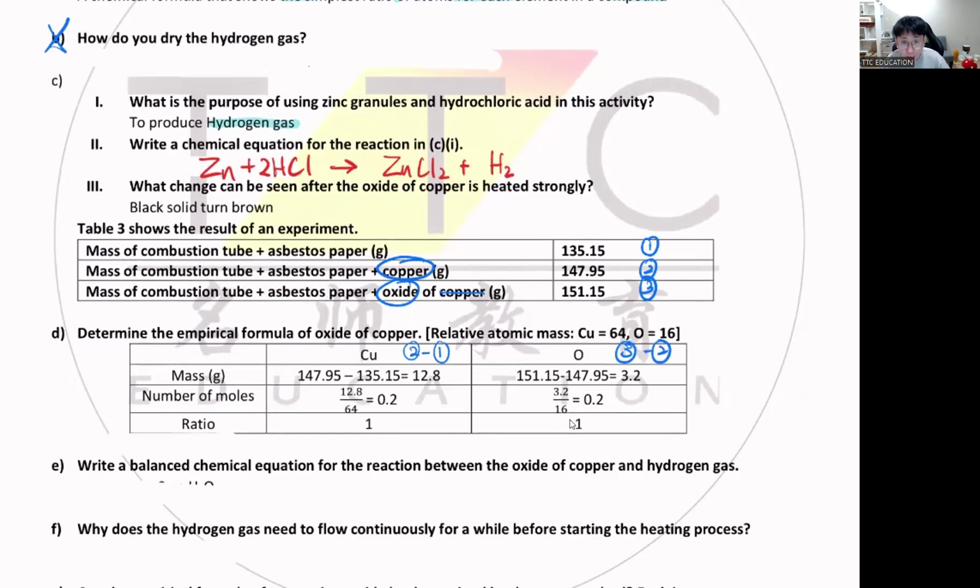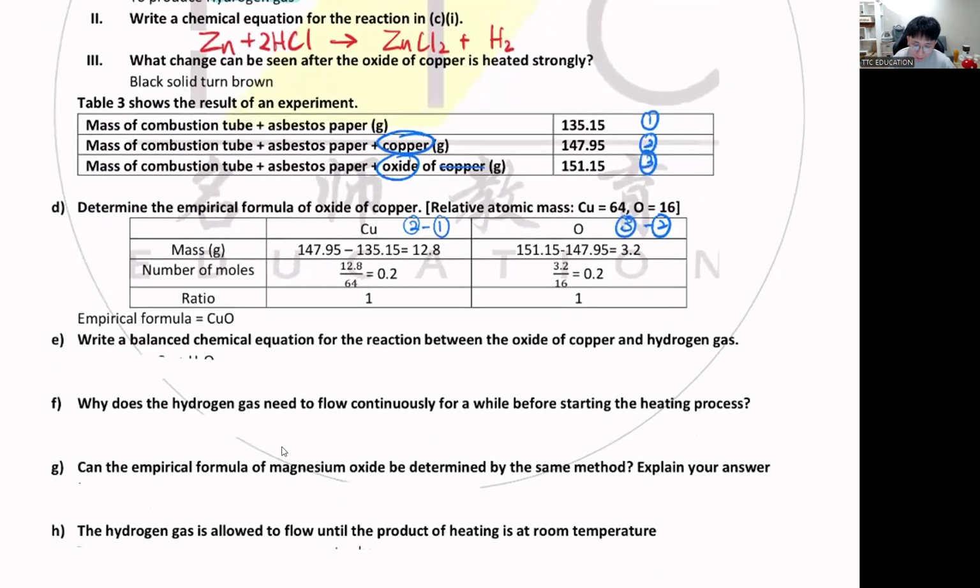And guys, let me give you an idea. Usually these two experiments, the magnesium oxide MgO and the CuO, is always 1 to 1. You actually have the answer already in your mind. CuO and MgO is always 1 to 1. So of course, your conclusion will be empirical formula is equal to CuO. And write the balanced equation. I've written down just now already. So CuO plus H2 forms Cu plus H2O.